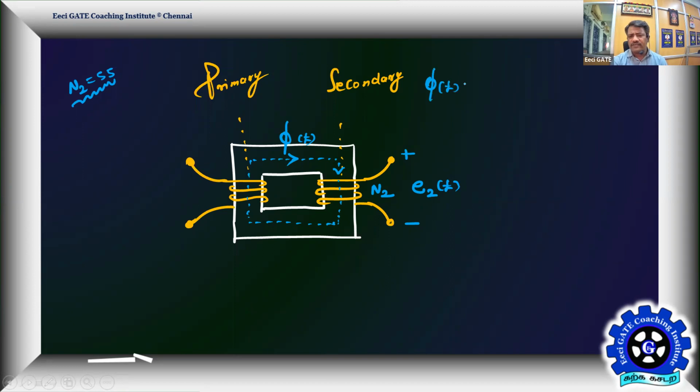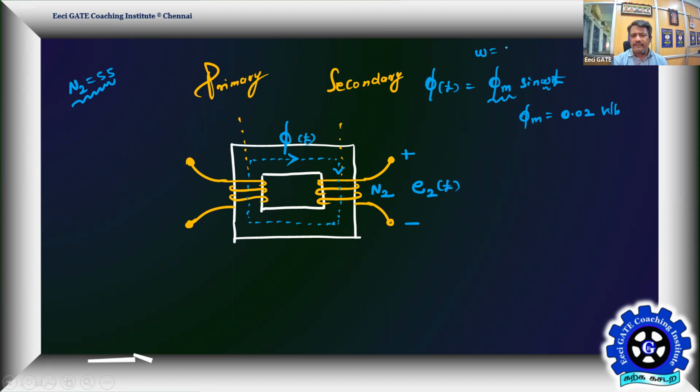Phi of t is given. The maximum flux you can take as phi m or phi max, so phi m sin omega t. Like if it is a voltage source, you take it as Vm sin omega t. Let me take phi m sin omega t, where phi m is nothing but the maximum flux given. That phi m is 0.02 Webers. So that's the maximum flux. The frequency is given, and that is the flux frequency as well as the induced EMF frequency.